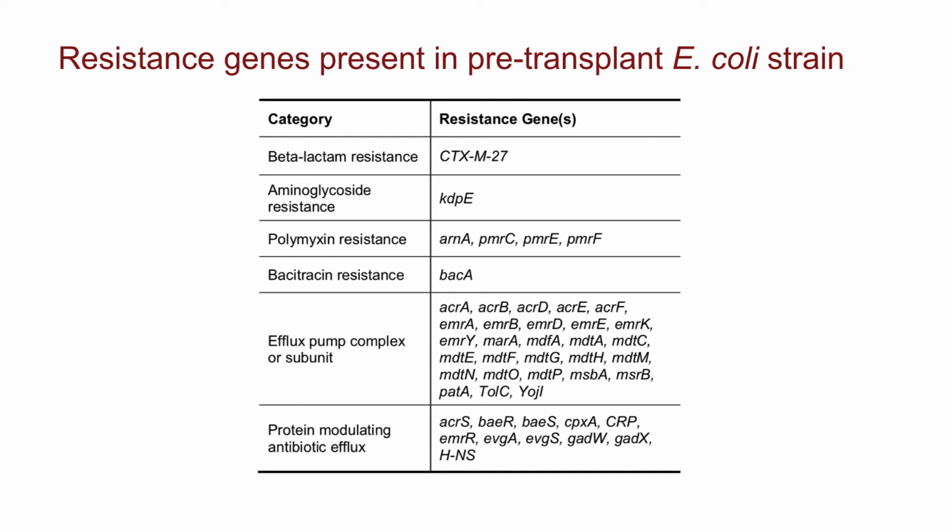Here is a table showing the types of resistance genes that were present in the pre-transplant E. coli strain. So we see that a majority of the genes encode proteins related to drug efflux pumps. And there were also genes that were related to resistance to aminoglycosides, polymyxin, and bacitracin antibiotics. Additionally, there was an extended spectrum beta-lactamase, CTX-M-27. And in fact, CTX-M type enzymes are responsible for most of the extended spectrum beta-lactamase E. coli infections in the US.